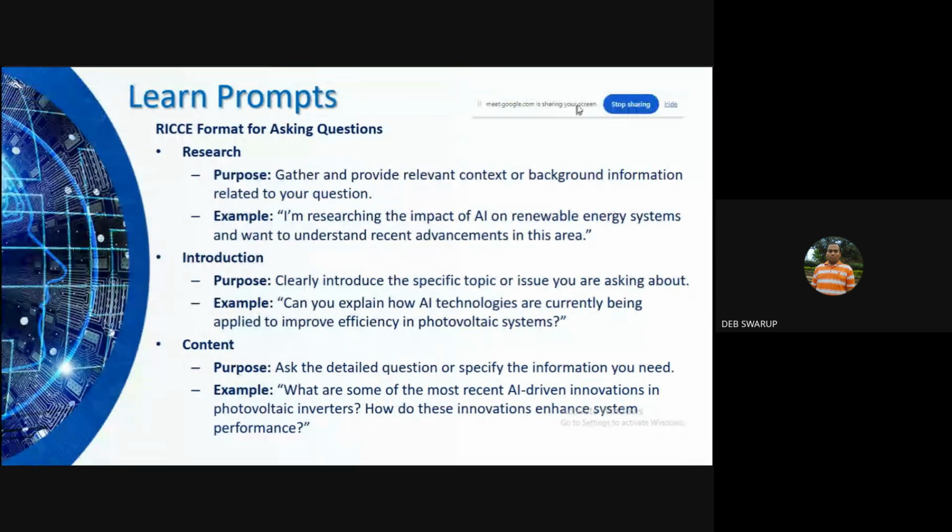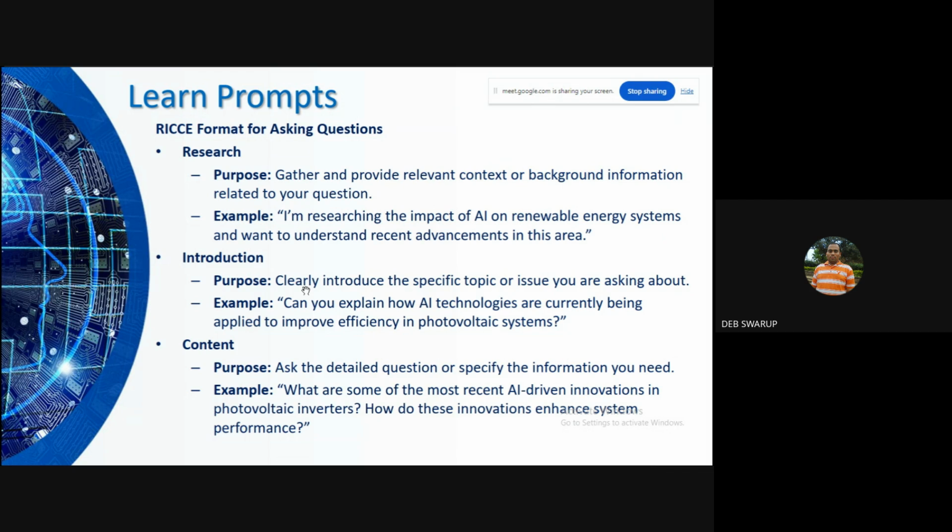Now this one I was just talking about previously, RICCE prompts. Why are these prompts important? Because they give you a better example of how to use ChatGPT or Gemini. While writing any question, I'll show you that question with the RICE format and without the RICE format. RICE means research. Then context: gather and provide relevant context or background information related to what you want to search. Then introduction. Purpose is to clearly ask what you want.